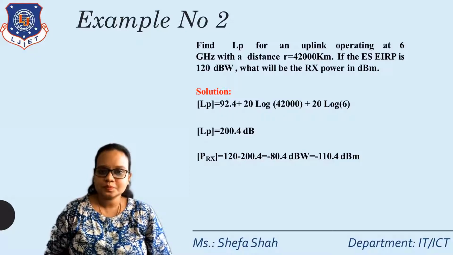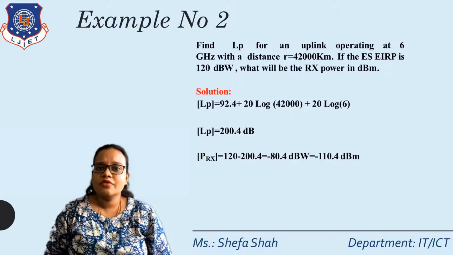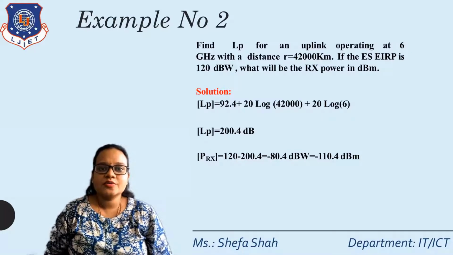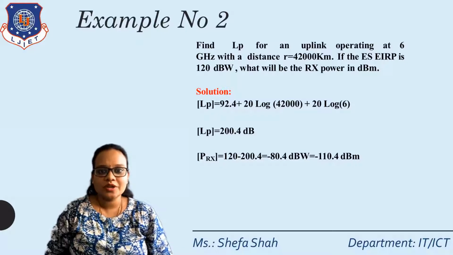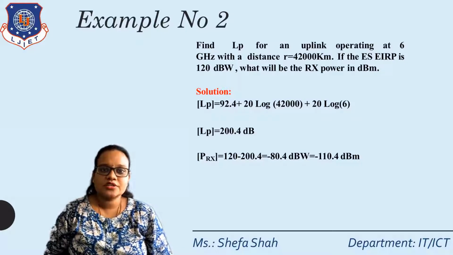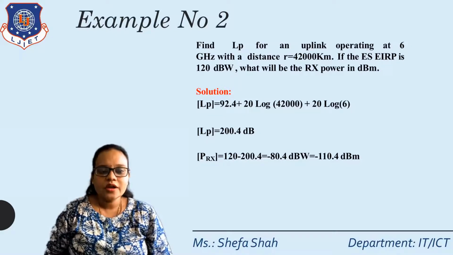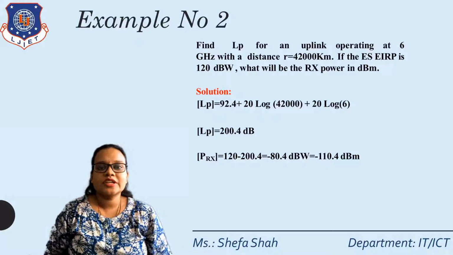So from the frequency we will find the lambda, that is lambda is equal to c by f. After finding the lambda, we will substitute the value in the 4 pi r by lambda whole square equation, where r is 42,000 kilometer, so 42,000 into 10 raised to 3 meter. While calculating this and converting it into decibel form, LP will be equal to 92.4 plus 10 log 42,000 plus 20 log 6.